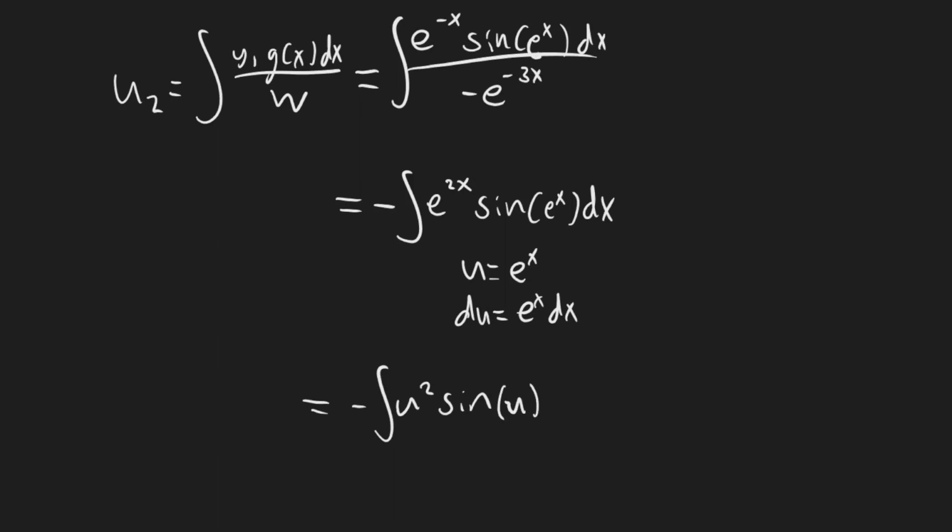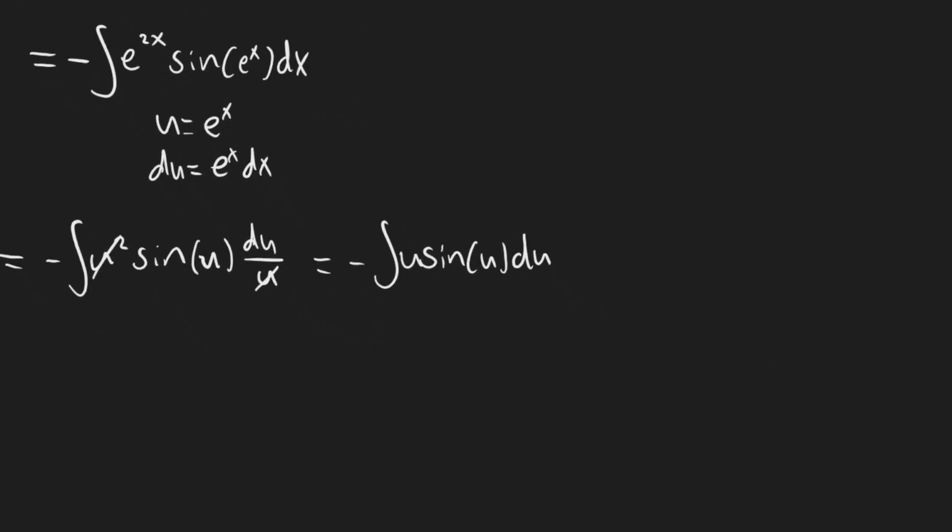And then we want to replace dx with a du. So dx is going to equal du over e to the x. But we said e to the x was u, so this is actually going to be du over u. So one u is going to cancel, and we'll be left with the negative integral of u times sine of u du. Okay, so this is just going to be an integration by parts question, basically.